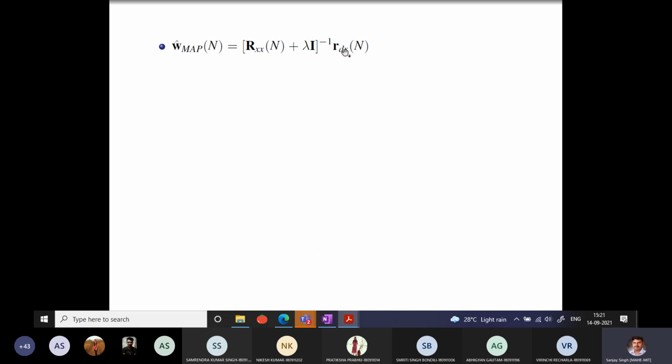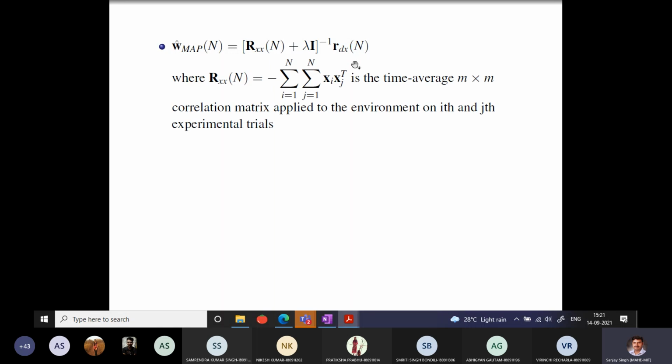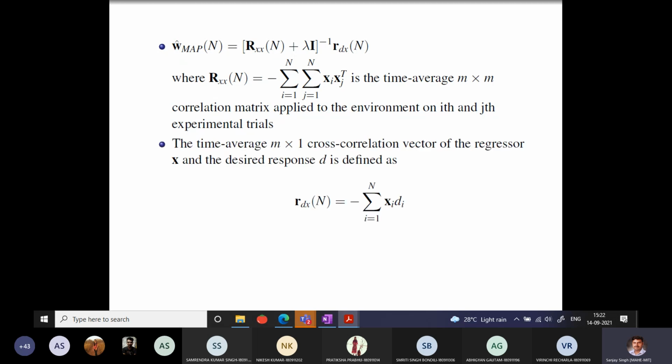So from that we got this entire relation, okay? That's why I mentioned complete n. Now, Rxx is a time average, and remember that the negative comes here because we finally write it in terms of W MAP. It is the time average correlation matrix applied to the environment on the ith and jth experimental trials, and Rdx is the cross correlation vector of the regressor and the desired response, defined by this also.